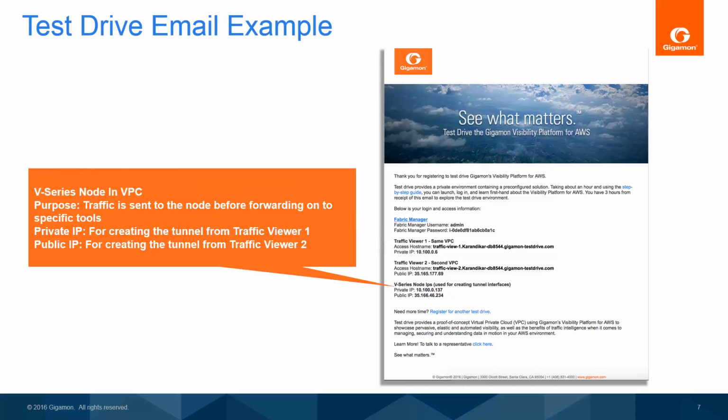Next, we have the vSeries node. The vSeries node is a Gigamon component whose purpose is to send traffic from the monitored workloads over to the specific tools. In this particular case, it has a private IP address for linking to Traffic Viewer 1 and a public IP address you'll need for linking to Traffic Viewer 2.